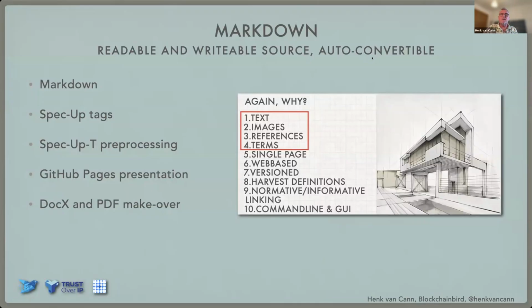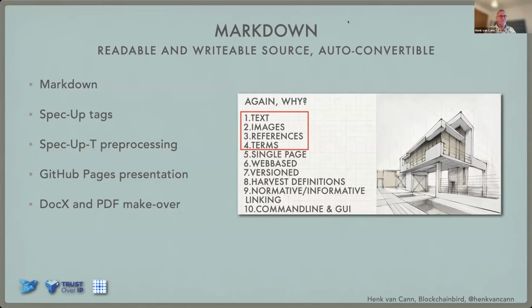What is Spec-Up-T? How is it built? How can you use it? Well, it's Markdown. So we write in Markdown and we use specific tags that will be pre-processed before it gets into an HTML page that we put on GitHub, and that's GitHub pages. That's the presentation of it. We also call that GitHub page the single source of truth.